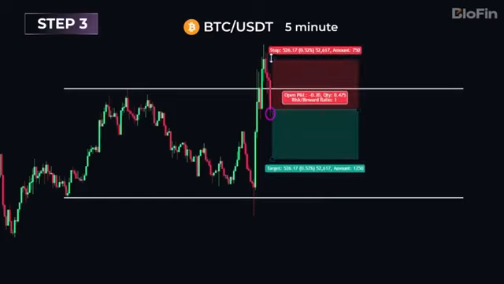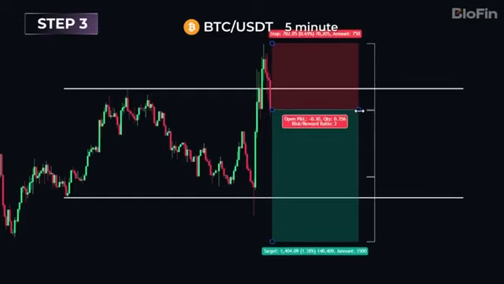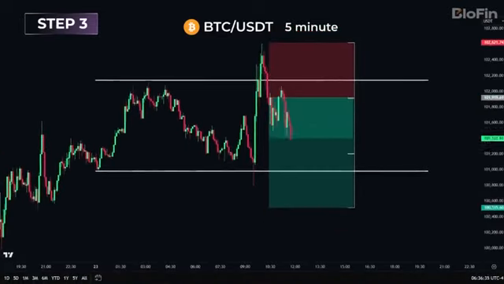For the stop loss, we place it at the exact high of the breakout move, and for the take profit, aim for at least 2 times the stop loss size. And here, price came down and hits the profit target. Now let's look at another example.